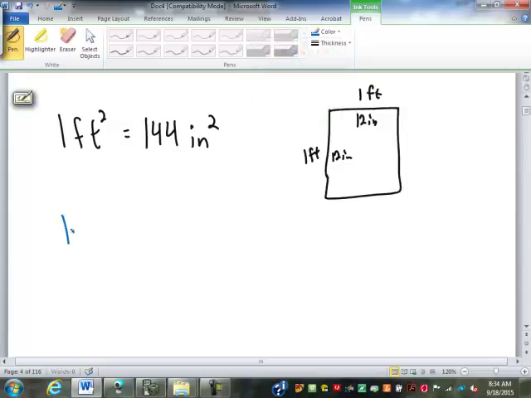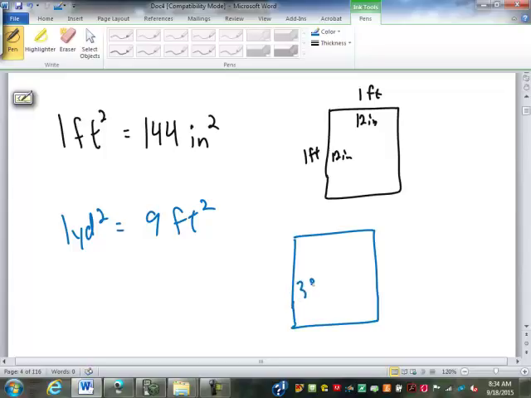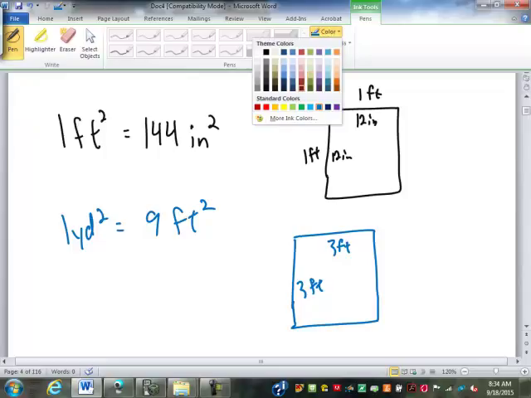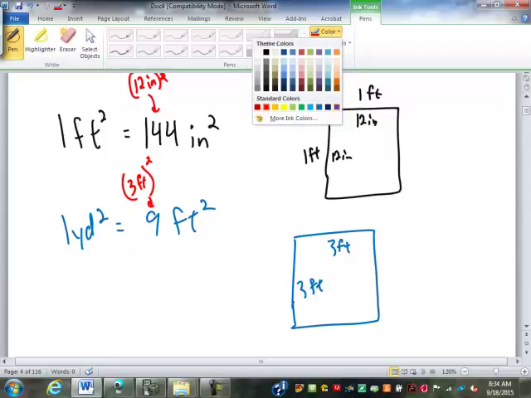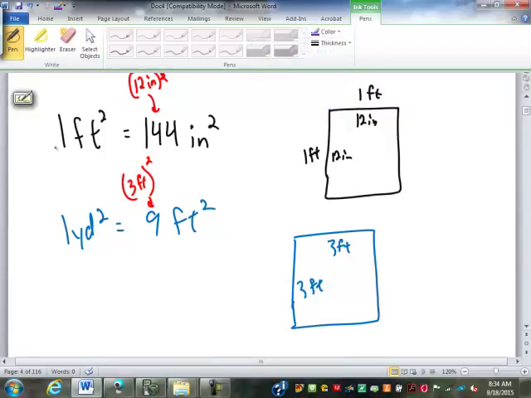We said that 1 square yard is how many square feet? 9. Again, 1 square yard, 1 yard by 1 yard, or 3 feet by 3 feet, or 9 square feet. You'll notice, by the way, the 144 is just 12 squared. The 9 is just 3 squared. Both of them are squared. 1 squared is just 1, right?